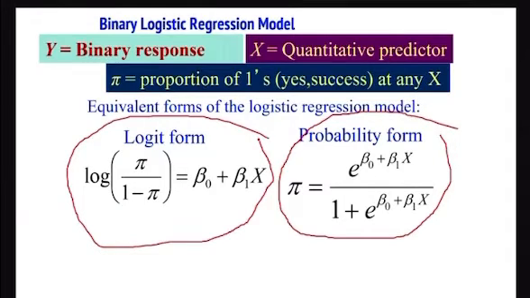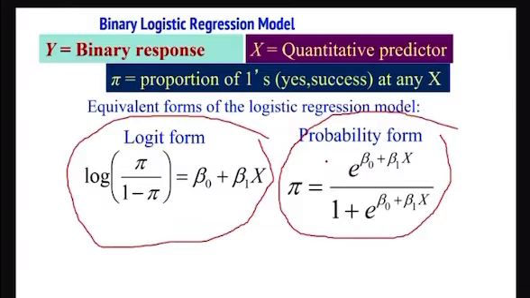We use logistic regression, for instance, in medical diagnosis, because it is used in classification problems. A doctor may want to classify individuals as having a disease or not. Pi here, in probability form, represents the probability that the patient will have the disease. So the probability that the patient will have the disease actually depends on X. X may be height or blood pressure and so on.